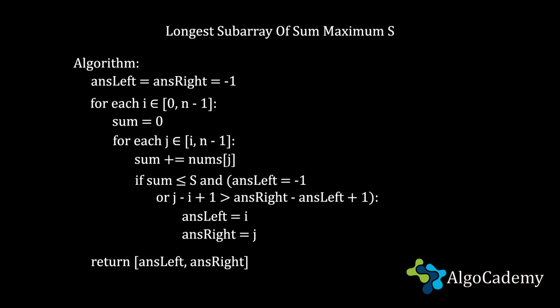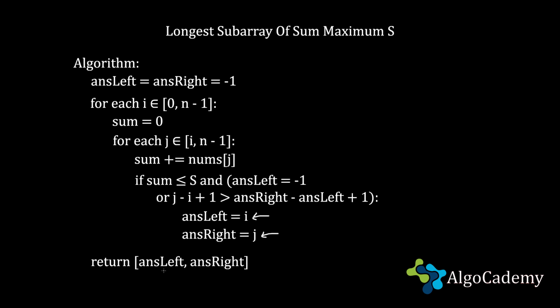j minus i plus 1, which is the length of the current subarray, is greater than the length of the answer subarray for now, right? The current answer subarray, the best subarray that I've ever encountered. If this one is better than that one, so it has a greater length, then of course I will change my answer subarray to be the subarray i, j. In the end, I return the pair ansLeft and ansRight.